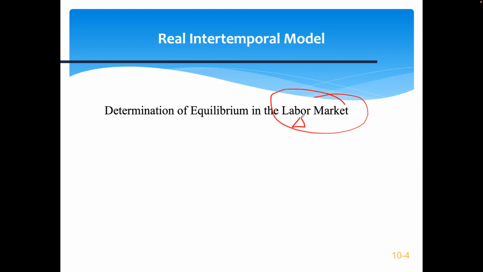And so for each market, there's a price. But the price here is going to be the wage. And in this market, who is the supply side? Who is the demand side? Certainly the households are the supply side, and the firms demand labor, right? So let's start with this labor market.